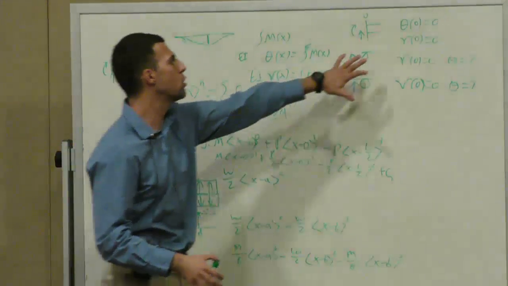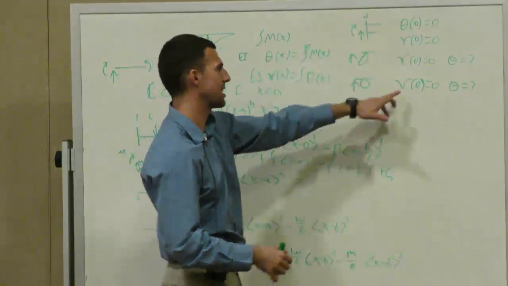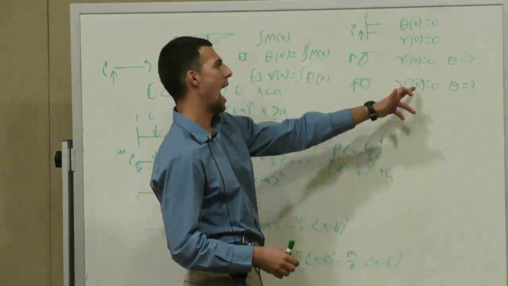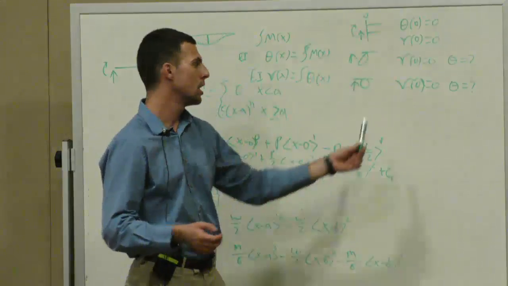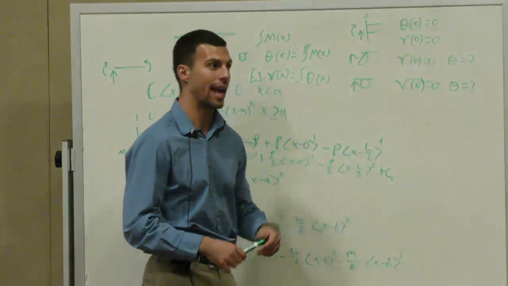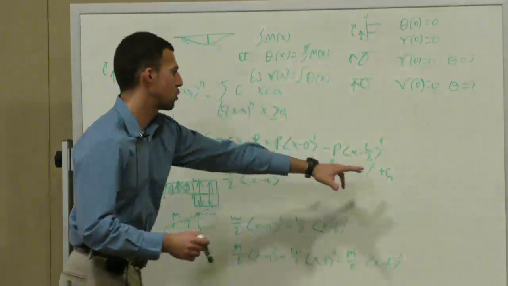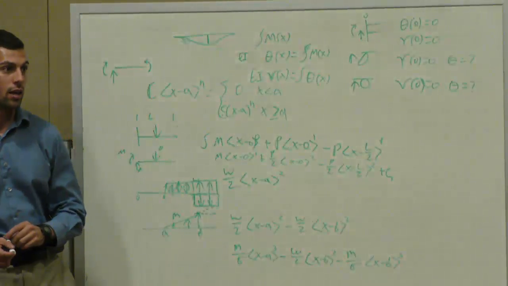All right, and so you can use those boundary conditions. This isn't necessarily always 0. At whatever location the support is at, you know that those are 0. And so you can use those boundary conditions to solve for your constants of integration.